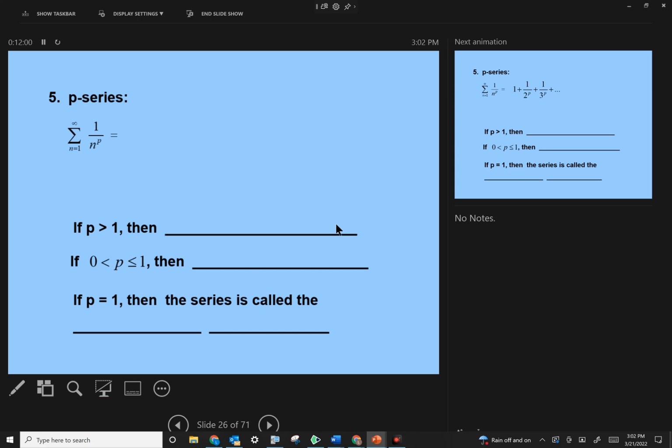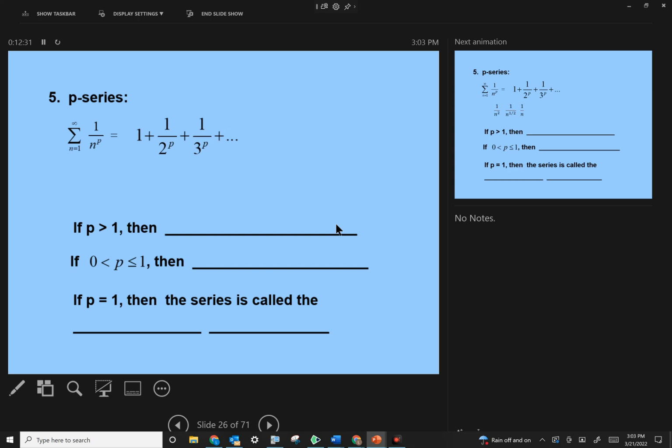No, n is what changes, right? So like if n equals 1, what's my first term? What's 1 to the P? What's 1 to anything? 1. So what's my first term? 1. What's my next term? If n equals 2, I would have 1 over 2 to the P. And my next term is 1 over 3 to the P. So n is what's changing. P is staying the same.